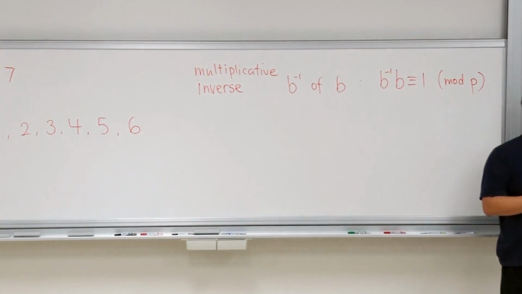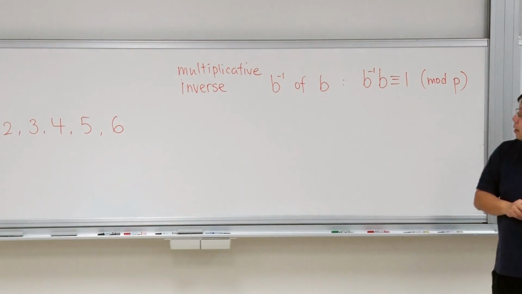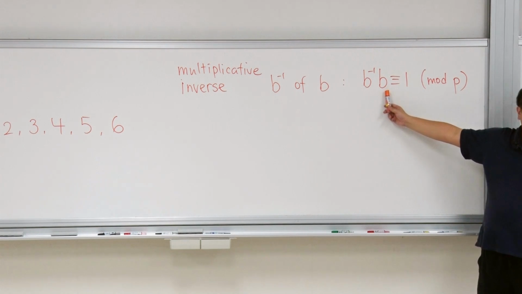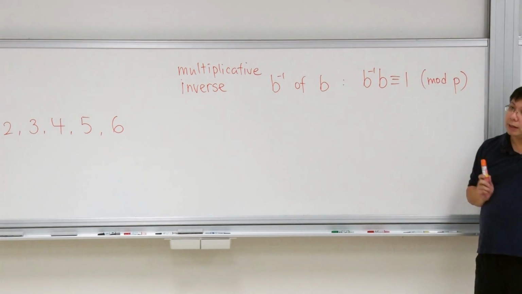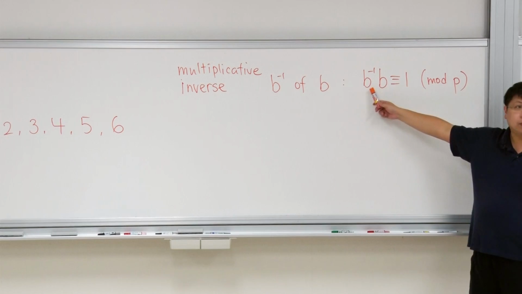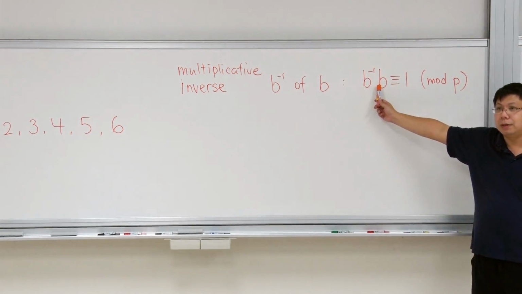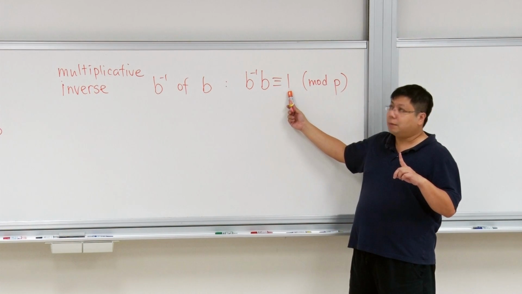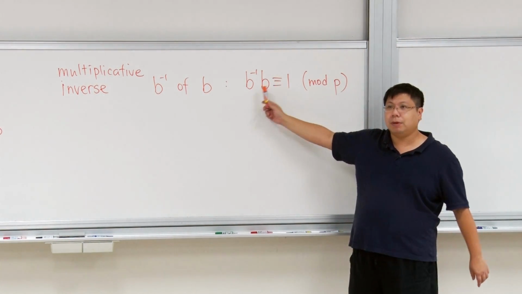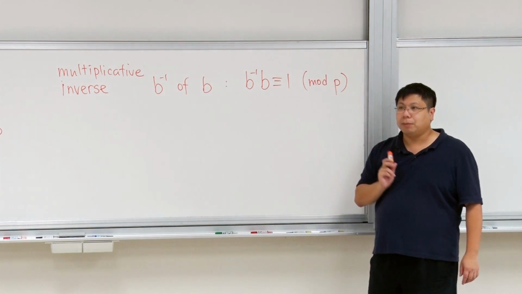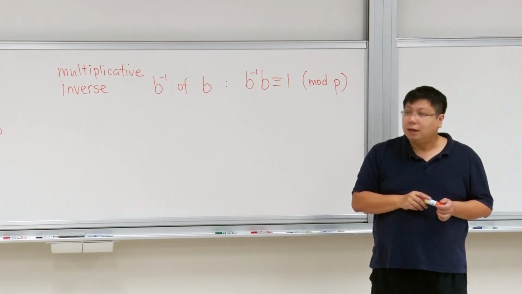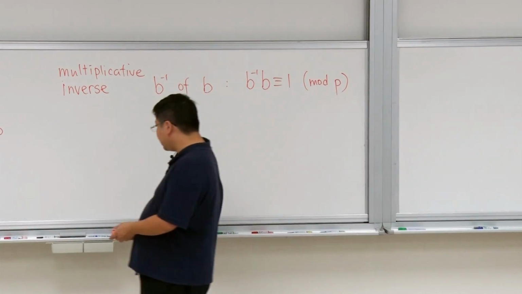As long as this b is co-prime with p, it doesn't have any common factor, the inverse of b exists. Because GCD of b and p equal to 1 implies that there must be some number multiplying with b that will be a multiple of p plus 1. Is that okay? This is my definition of GCD. Let's take a look at the inverses here.